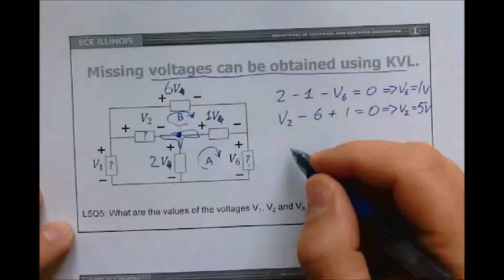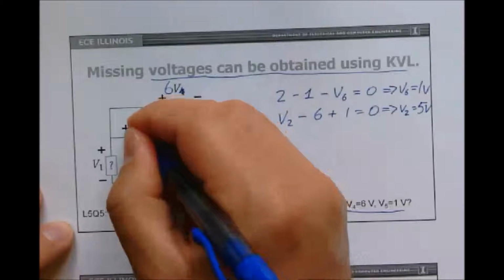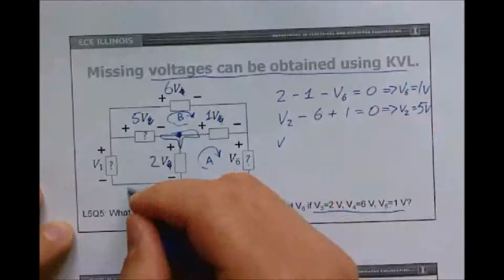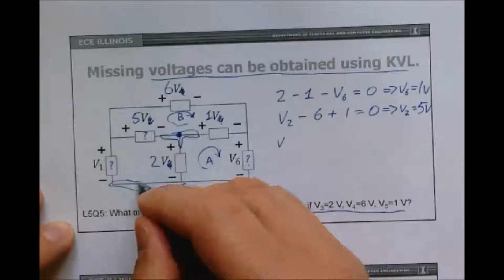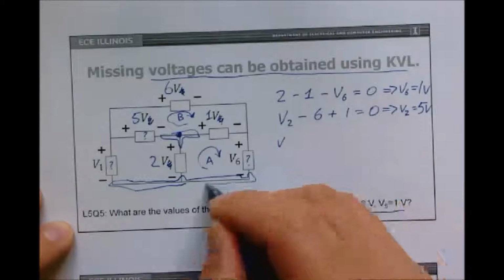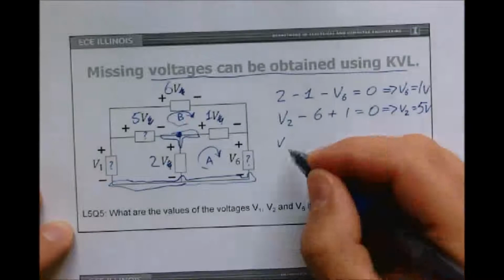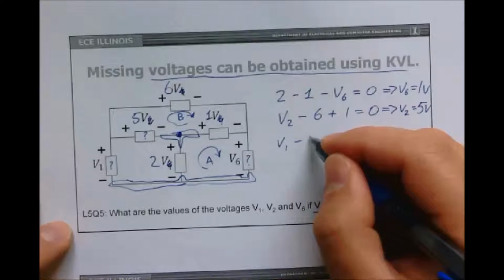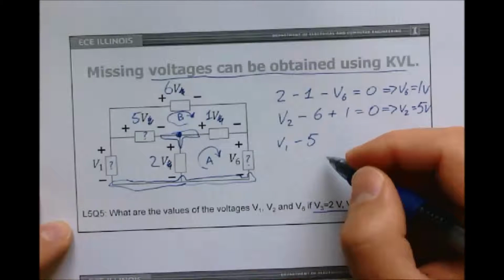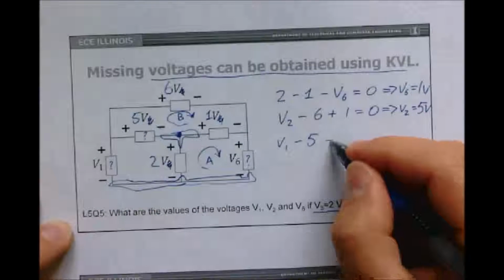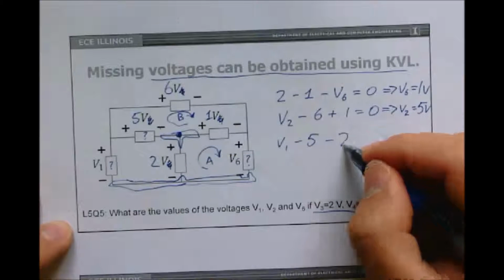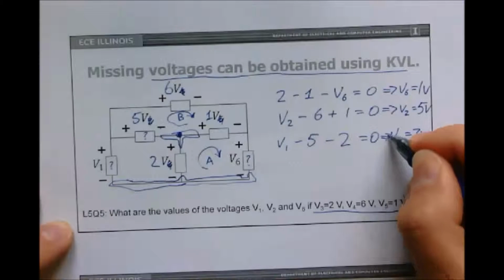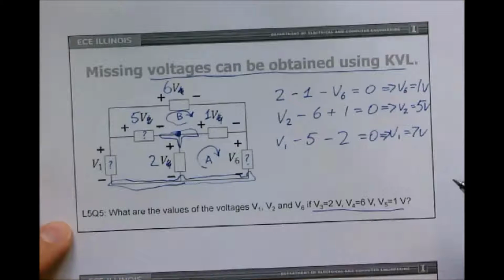So we just figured out what V2 is, and therefore it makes it easy for us to figure out what V1 is by using this other loop in the corner. Let's say we go up from this bottom node that we haven't blobbed before. If you have trouble with this, always blob the nodes first. So going up by V1, then going down by 5 volts, then going down by 2 volts, we end up in the same node. So the sum is 0, and therefore V1 equals 7 volts.